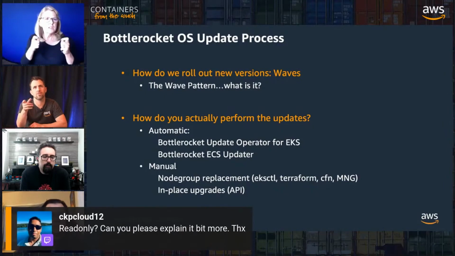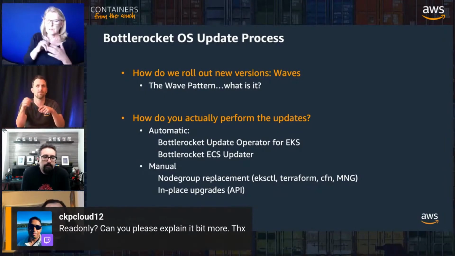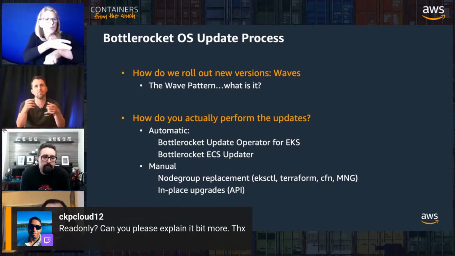And I wanted to bring in this question too, because you keep mentioning the upgrade process of writing to the other partition, but the operating system is read-only.